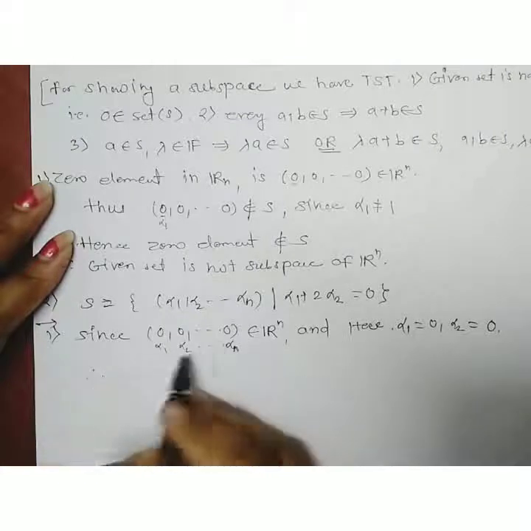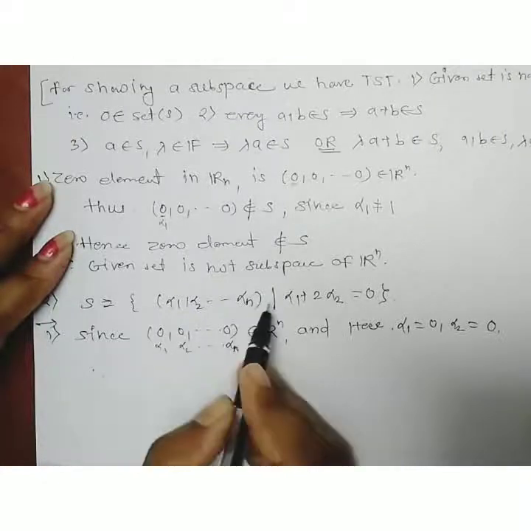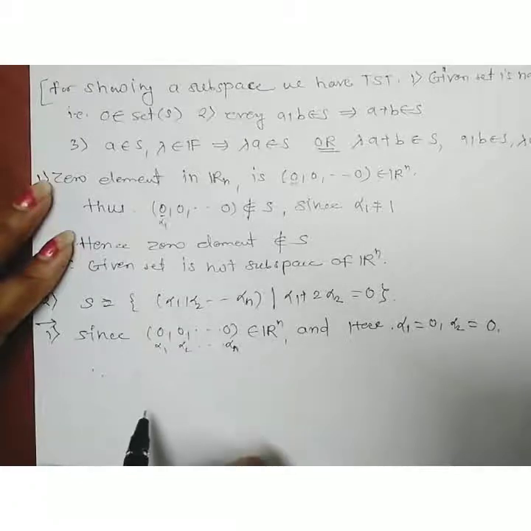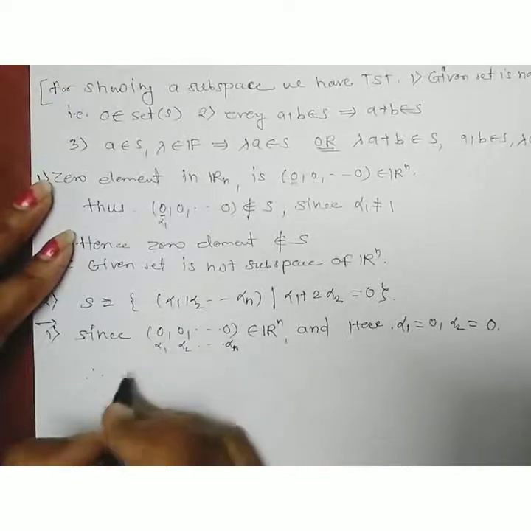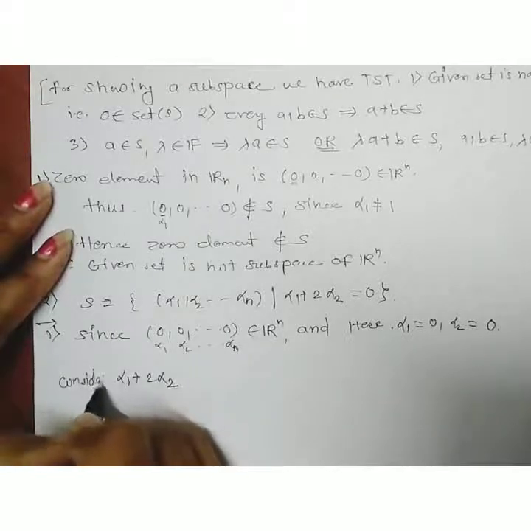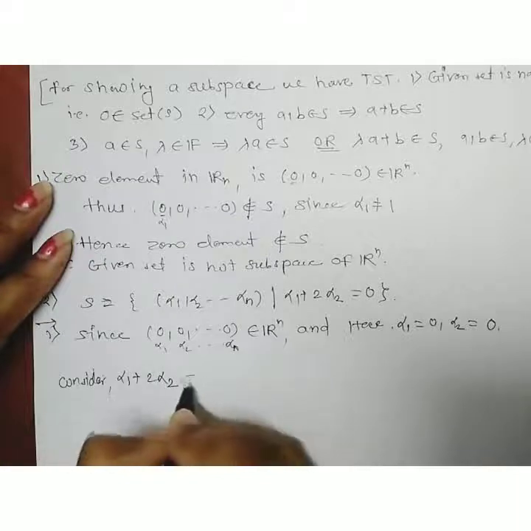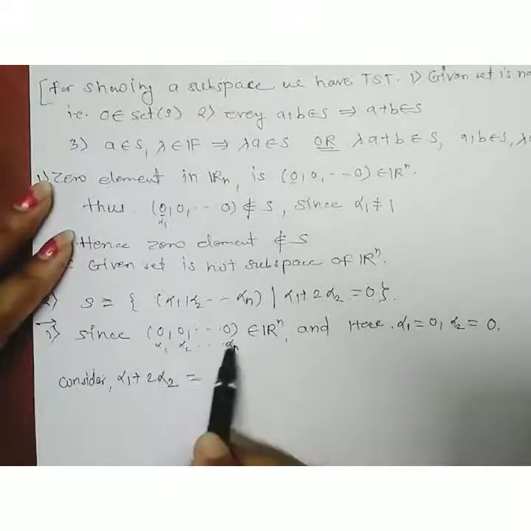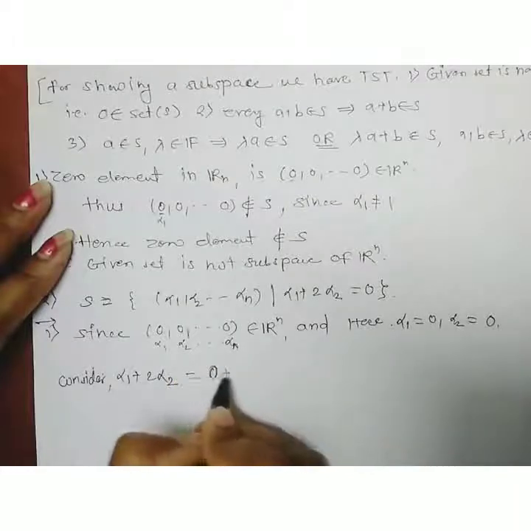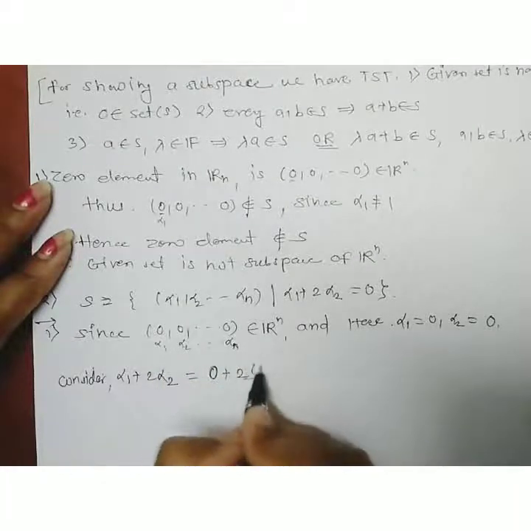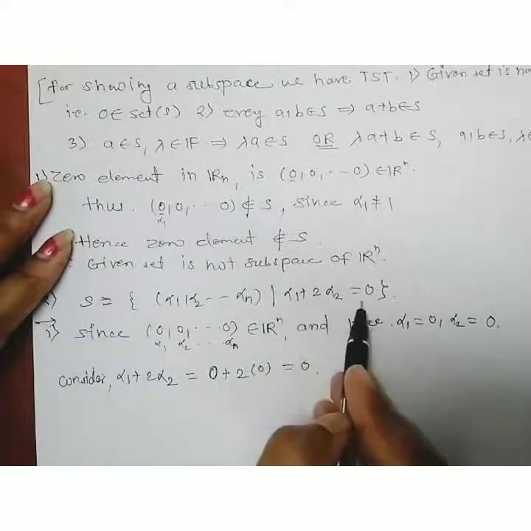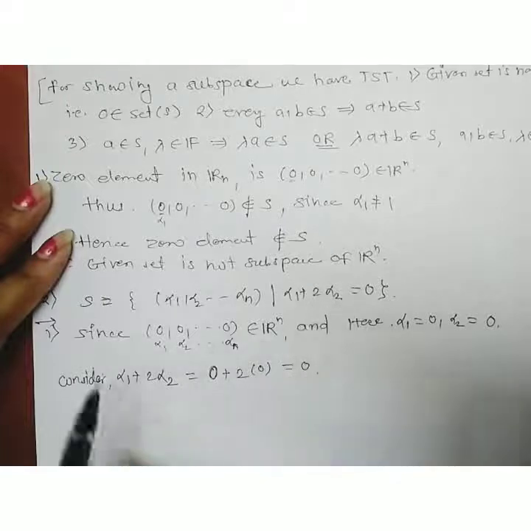Therefore, we have to show that alpha 1 plus 2 alpha 2 is equal to 0. If this condition is satisfied for this vector, then this vector belongs to that set. So, consider alpha 1 plus 2 alpha 2 for this vector. For this vector, the alpha 1 value is 0, plus 2 into the alpha 2 value, which is again 0. 0 plus 2 times 0 is again 0. Therefore, this condition alpha 1 plus 2 alpha 2 equal to 0 is satisfied for this vector.